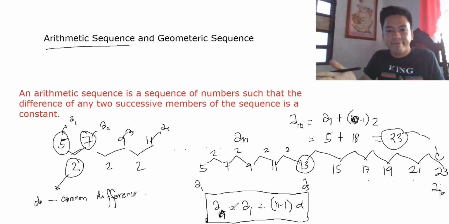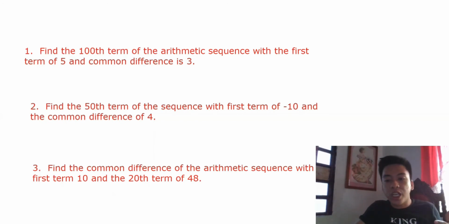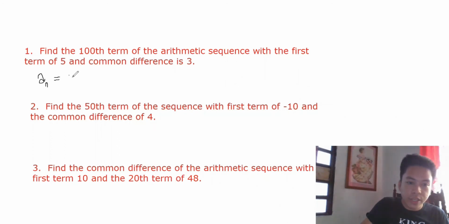That's all. So, okay, we will consider some examples here on applying our knowledge for the arithmetic sequence. So first is find the 100th term of the arithmetic sequence with the first term of 5 and the common difference is 3. So you have the formula here to find for the nth term, which is a1 plus n minus 1 times d.